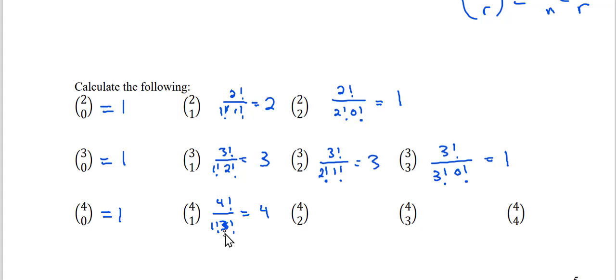4 factorial over 3 factorial, remember, this is really what you're doing here, and everything goes away except for that 4. That's what happened up here, and that's what happened up here, right? You just are left with the 2, the 3, the 4. Okay? Notice on these, 2 choose 2, 3 choose 3, 4 choose 4. This is also going to be 1, because these two are going to match, and this will be 0 factorial.